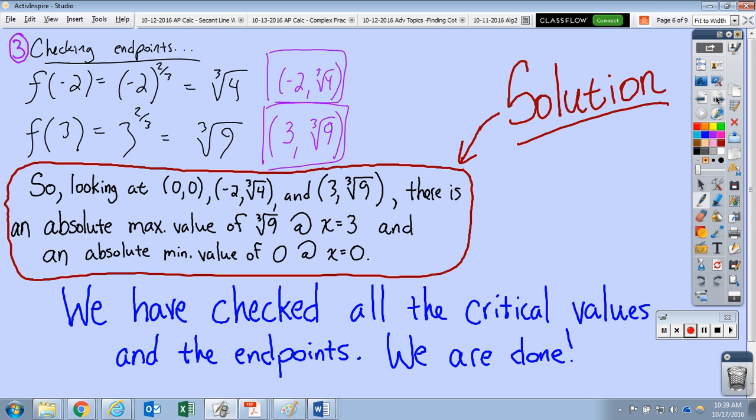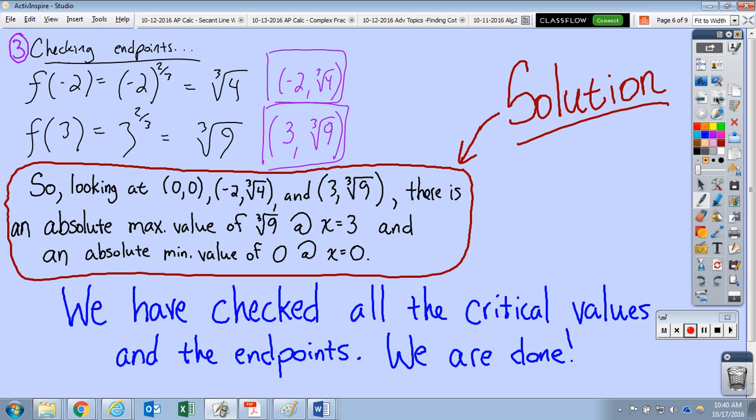Now to determine the absolute max and the absolute min. What would be the absolute largest value of the function? Well, 0 is the value when x was 0. Cube root of 4 is the value of the function when x equals -2, and the value of the function is cube root of 9 when x is 3. Of all of these, cube root of 9 is the largest, so that's the absolute max. And the smallest is, of course, 0, so that's where the absolute min occurs.